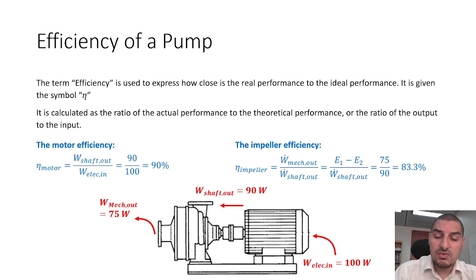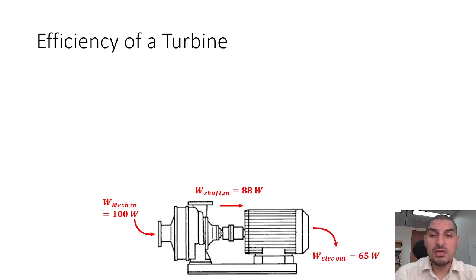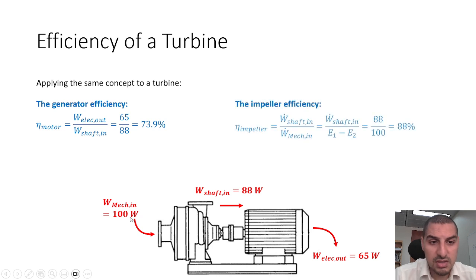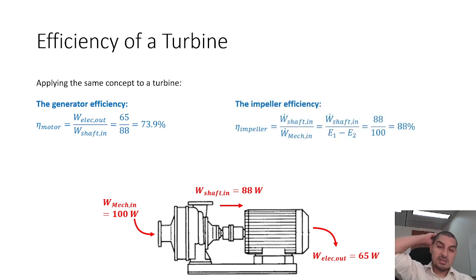So this is how we can calculate the efficiency of the motor and the efficiency of the impeller. Now the other case, if it's a turbine, the energy direction is the opposite. So we can still calculate the generator efficiency, which is the output over the input, which is the electric work over the shaft work in, which is 65 over 88, so it's around 74%. And for the impeller, it is the out over the in, which is shaft work out over the mechanical work in, so it's 88%. So these are the efficiencies that we can calculate.